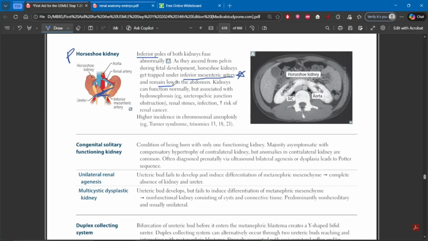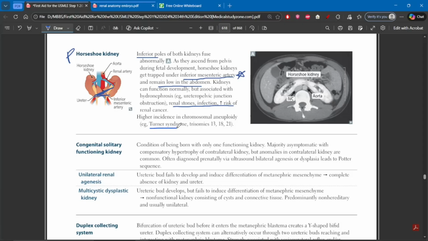They remain low in the abdomen. Of course, if the mesenteric artery, which is shown here, is blocking their ascent, they will obviously remain at that place. They cannot lacerate the artery and go forward. Kidneys can function normally but are associated with hydronephrosis, renal stones, infections, and increased risk of renal cancer. There is a higher incidence in chromosomal aneuploidy.